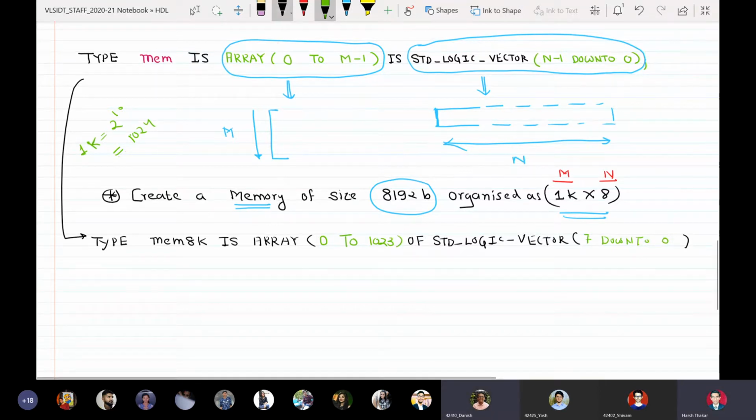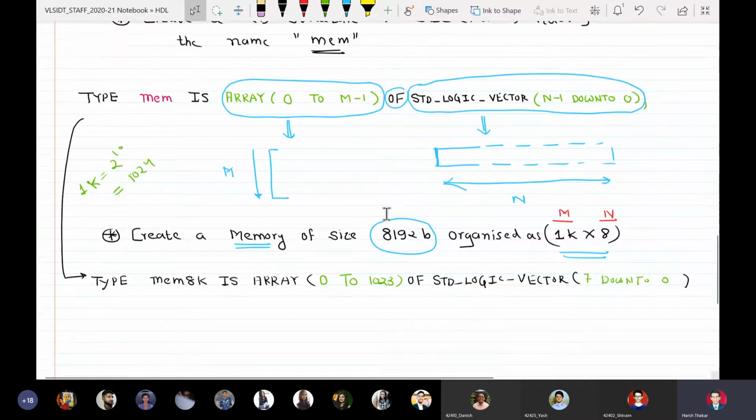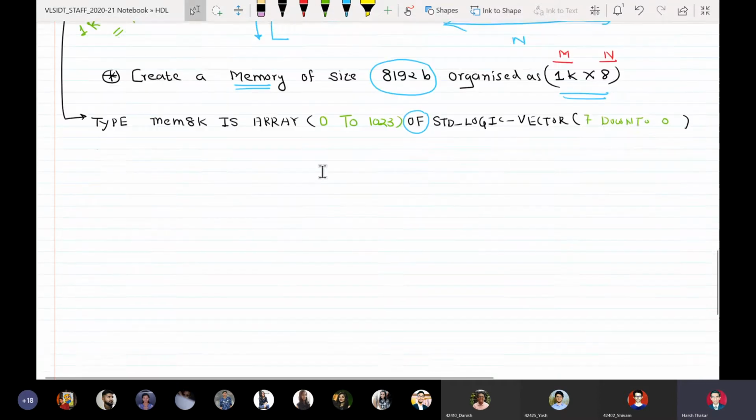Yeah, off is there in syntax. Correct. This is syntax. Yeah, correct. So there are some corrections here. Off. Okay. Yeah, thank you, Yash. It's off actually. Okay. It's very simple.